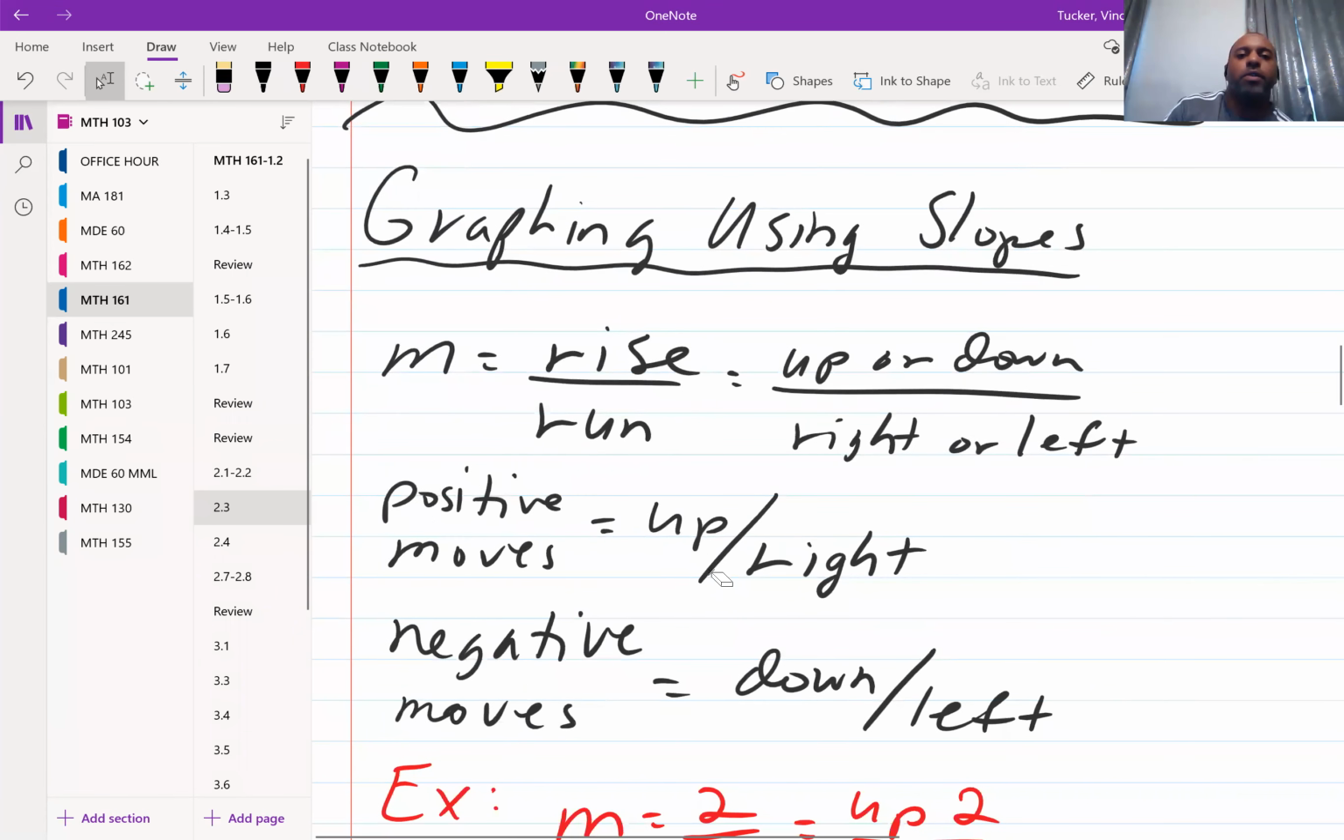All right, so the next thing we're doing is graphing using these slopes. That takes us into graphing. So like I mentioned, when we first started talking about slopes, the slope gives you the relationship of rise over run. So that means if you're talking about rise, you're talking about going up or down. Your run means you're going right or left. So what dictates the direction that you would go is whether you have a positive or negative number in your numerator versus your denominator. Your positive moves are up and right. Negative moves are down and left.